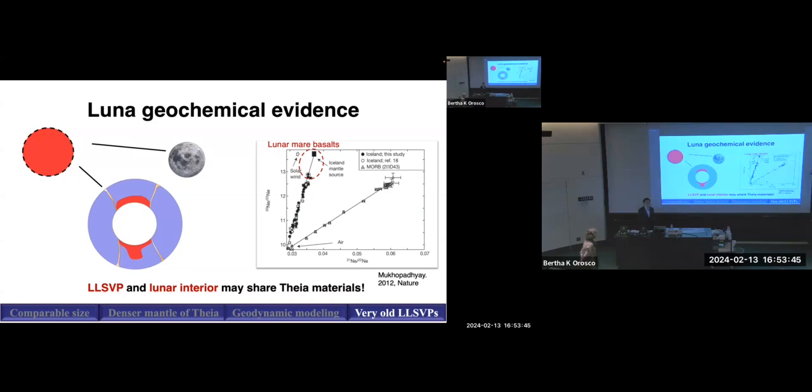Also, as we were talking about, there are the ultra-low velocity zones, the ULVZs, which potentially may even have some iron material in them as well, which could be part of this story. So ULVZs are also a very interesting phenomenon. Yes, absolutely. Thank you.